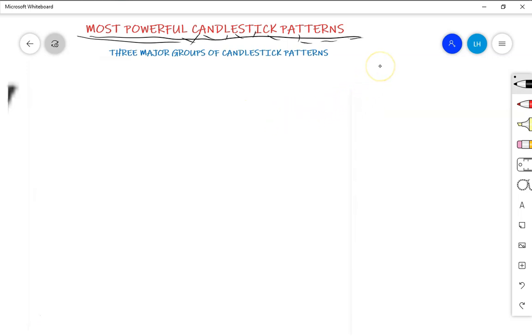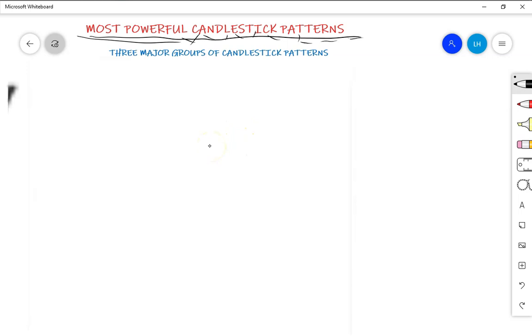Today we are going to discuss in detail, and more specifically, the most powerful or major candlestick patterns. Why do we call them major candlestick patterns? Because these are the most frequently occurring patterns, and they are also easily understood. You can describe them easily. That's why we call them the most powerful. We have many candlestick patterns, but today we are going to discuss the selected ones, which fall into three groups.